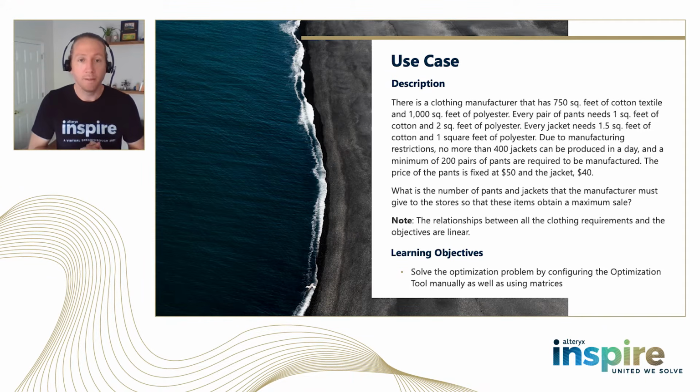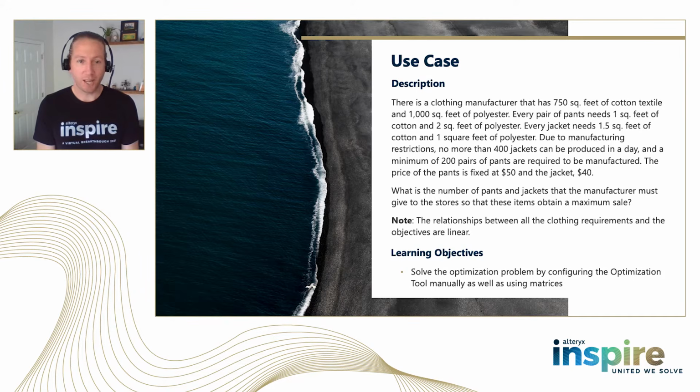Okay, let's continue. Due to manufacturing restrictions, no more than 400 jackets can be produced in a day, and a minimum of 200 pairs of pants are required to be manufactured. So now we know some maximum and minimum values. I can't make more than 400 jackets. I have to produce at a minimum 200 pairs of pants. Okay, let's keep going.